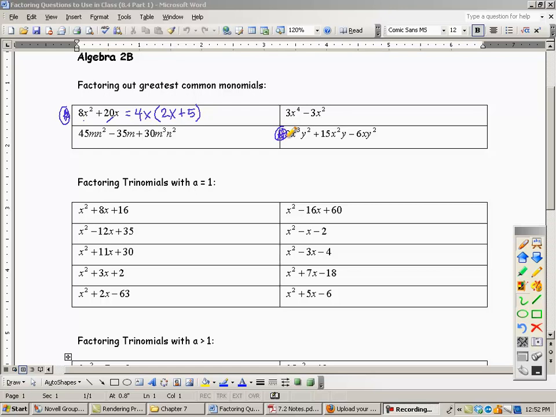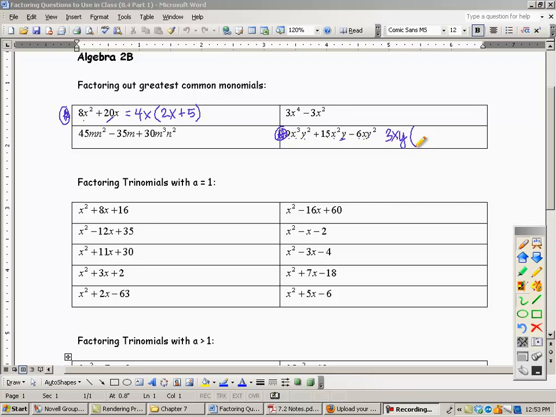And so I look at the numbers first. 9, 15, and 6. The biggest number in common is a 3. And then I look at the x's. There are 3 here, only 2 here, only 1 here. Because there's only 1 in each of them, I can only pull 1 x out. I have 2 y's here, 1 y, 2 y's. Because again, I only have a single y, I can only pull a single y out. So the numbers, you take the biggest number in common. The variables, you take the smallest number that's in each of them.